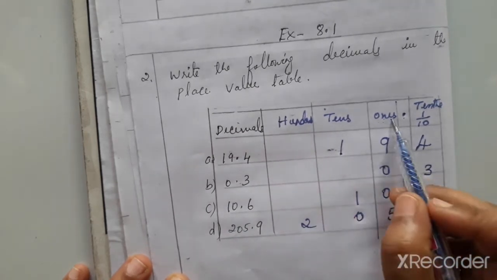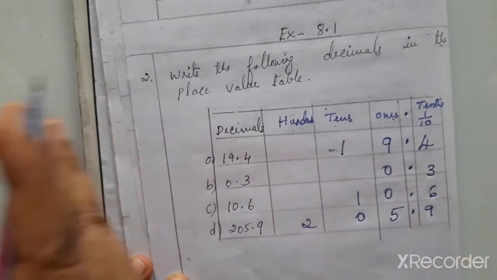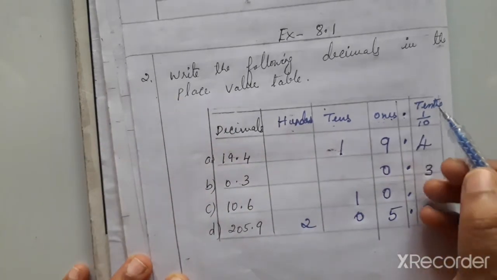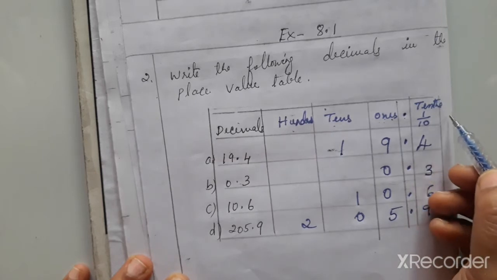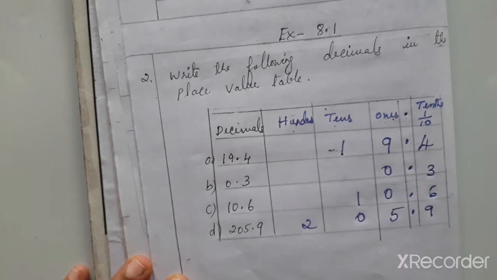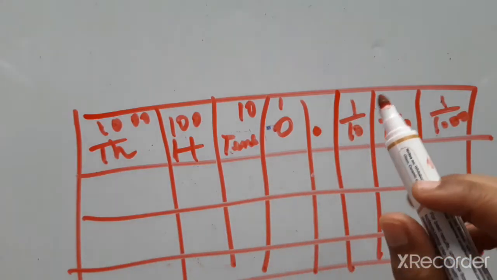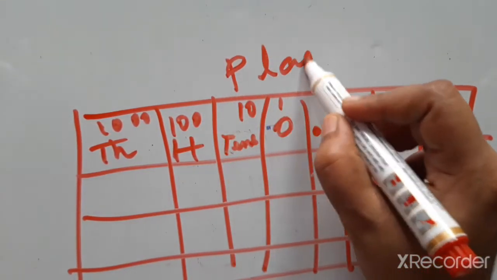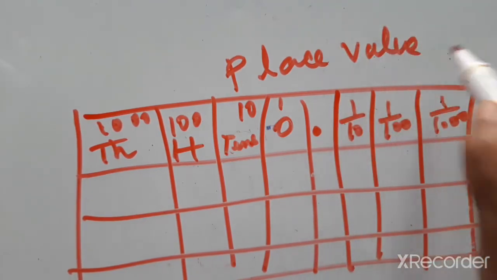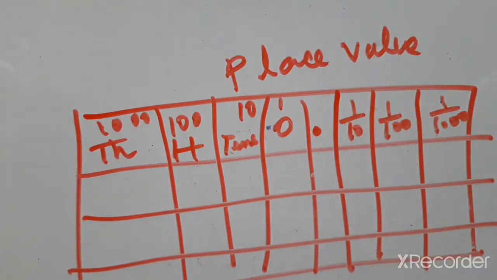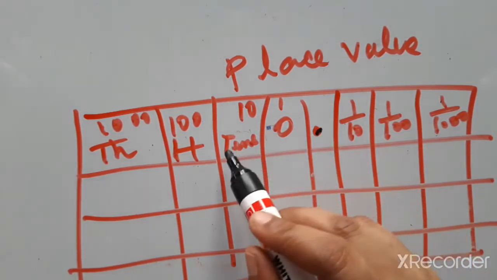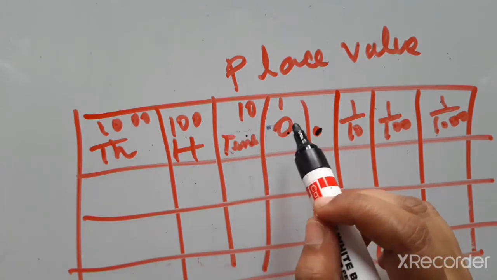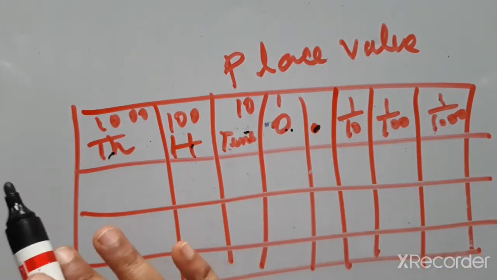Okay, ones, tens, 100, 1000, 10,000, lakh, there is a place value. After the decimal point, tenths, hundredths, thousandths, 1 means 1 by 10, 1 by 100, 1 by 1000. So this is an example of a place value chart of a decimal number. This is the place value chart, children. Before the decimal point: ones, tens, 100, 1000, 10,000, lakh.